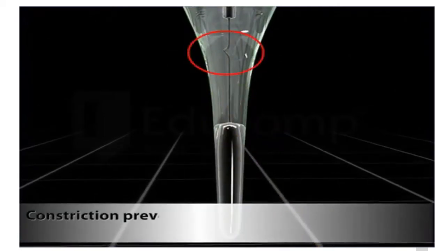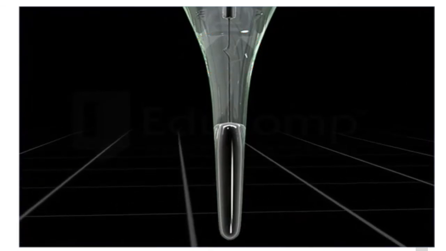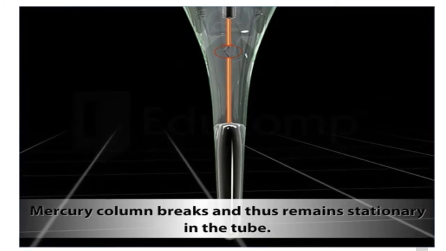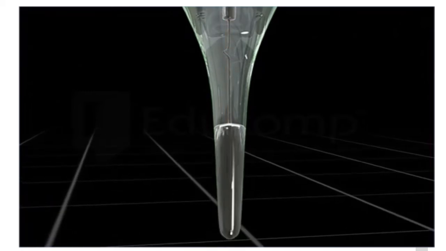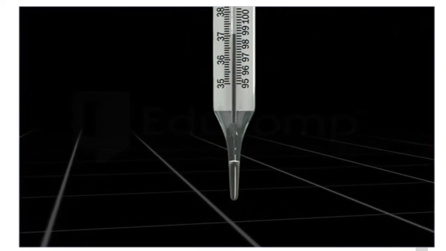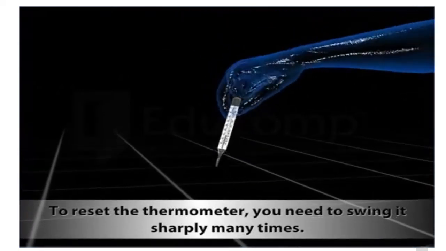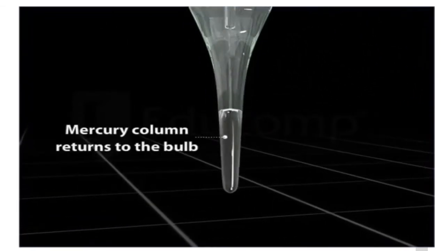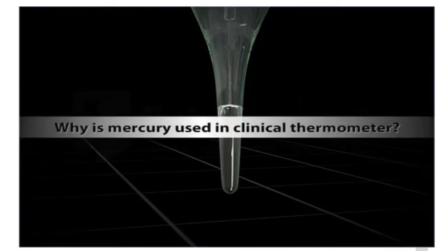The constriction prevents the mercury from flowing back into the bulb. You can also say that the mercury column breaks at the constriction and is unable to return to the bulb, thus remaining stationary in the tube. To reset the thermometer, you need to swing it sharply many times so as to make the mercury column return to the bulb. Why do you think mercury is used in a clinical thermometer?